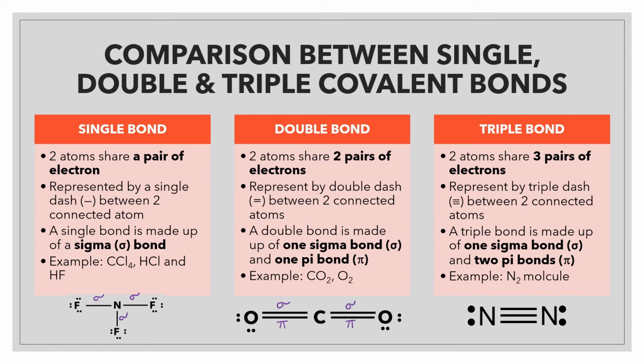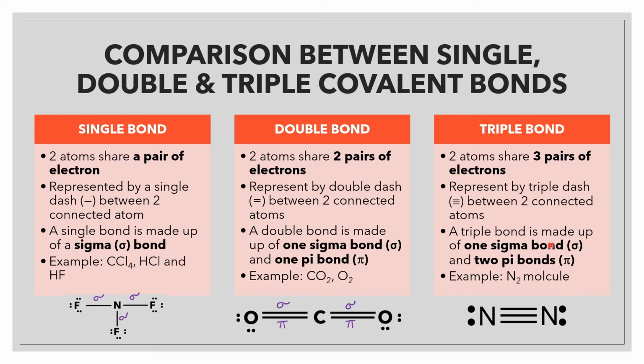And for the triple bond, two atoms are sharing three pairs of electrons. So in this example of nitrogen molecule, so two atoms here are sharing three pairs of electrons. So ada berapa banyak elektron pada triple bond ini? Kita ada sebanyak 3 pair. 3 pair bersamaan dengan 6 electrons. And it is represented by triple dash over here that connect between these two atoms.